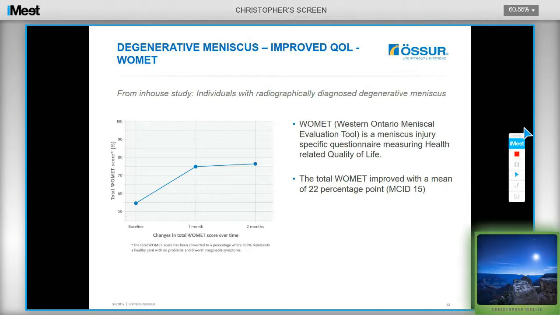So what was able to be shown was that from a WOMAC perspective, looking at the health-related quality of life, which has subdomains of physical symptoms, activities and emotions, they wanted to see from the minimal clinically important difference, this MCID, a 15-point improvement, and they managed to show a 22 percentage point improvement, confirming that the health-related quality of life associated with degenerative meniscal tears was improved.